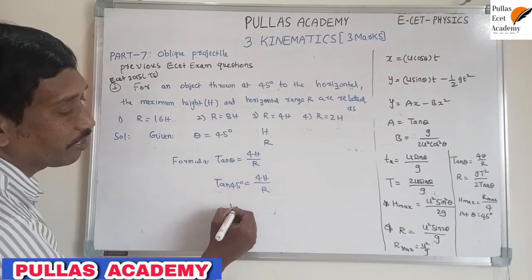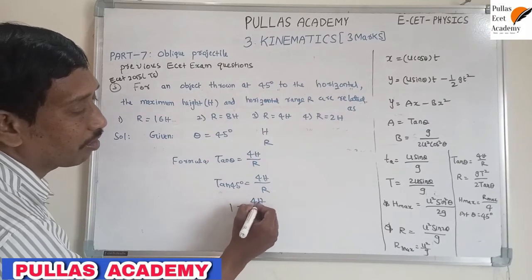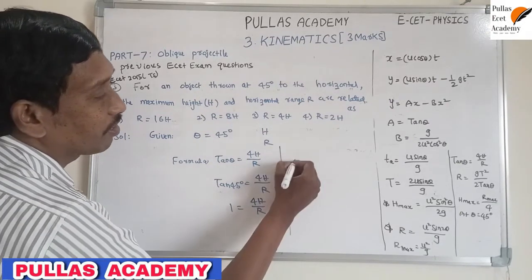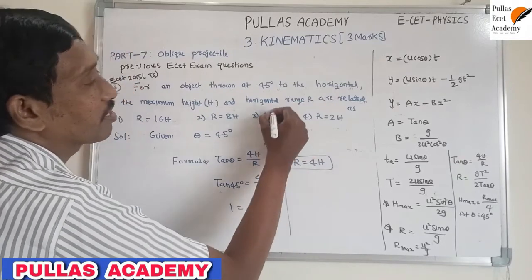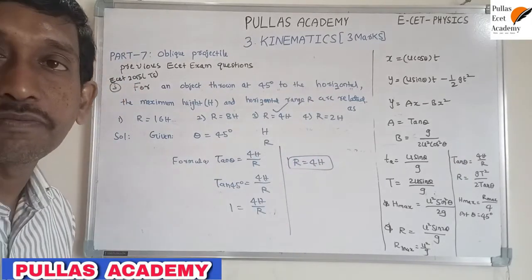Now tan 45 is 1. So 1 is equal to 4H by R. If you simplify, then R is equal to 4H. So this is the relation between R and H. This third option is correct.